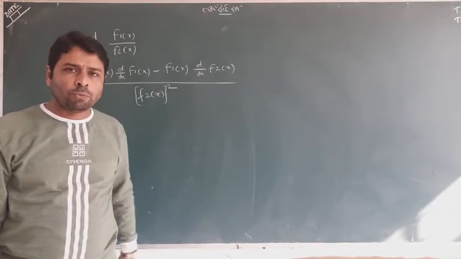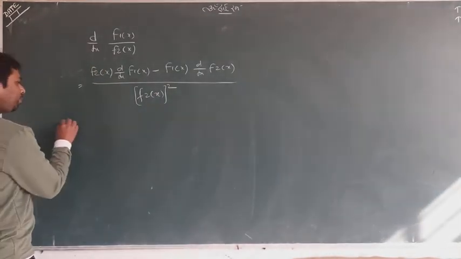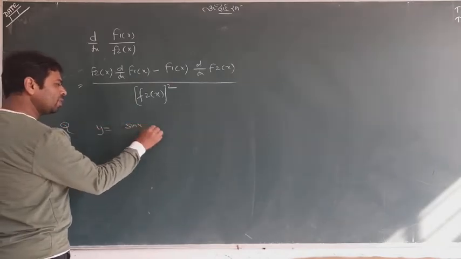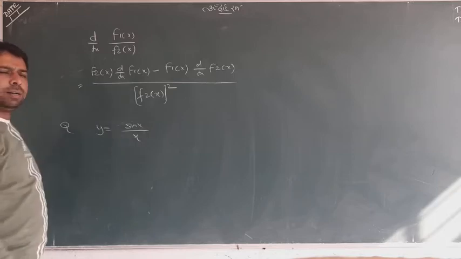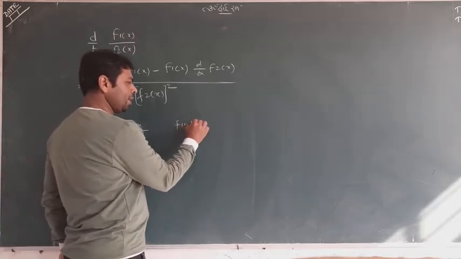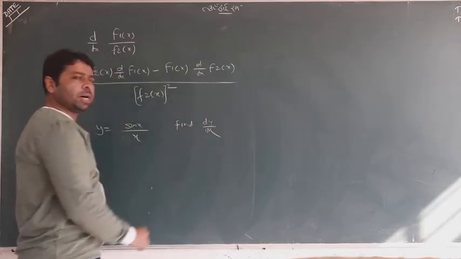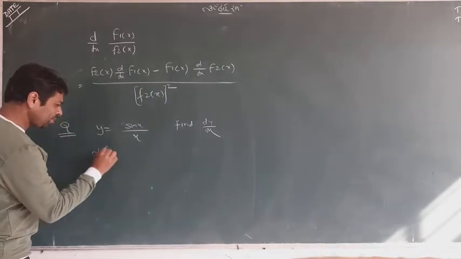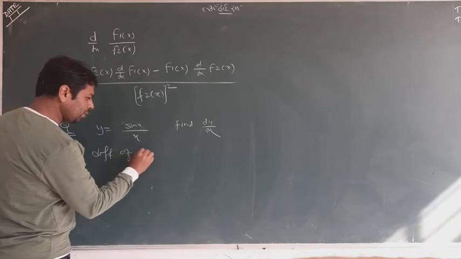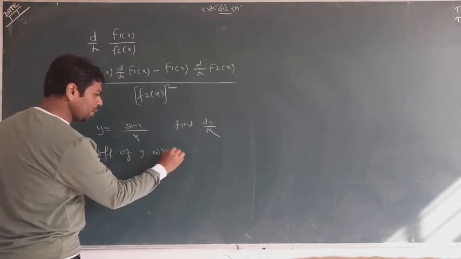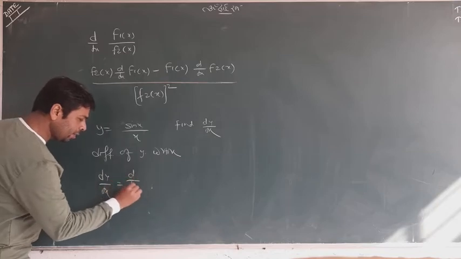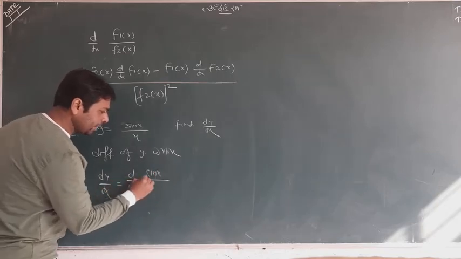Now we can look at the question. Can you see the question? You are told, suppose y is sin x upon x. Find dy by dx. How will we write? I start the solution. Differentiation of y with respect to x, I'll write dy by dx. I'll write d by dx of sin x upon x.